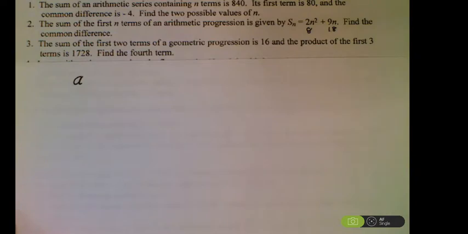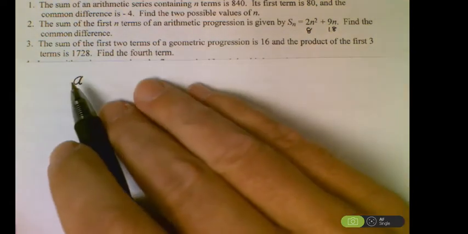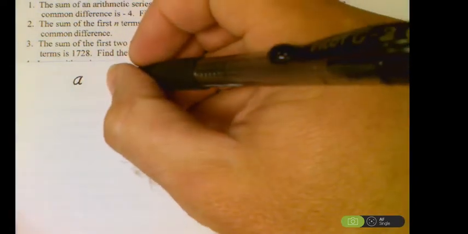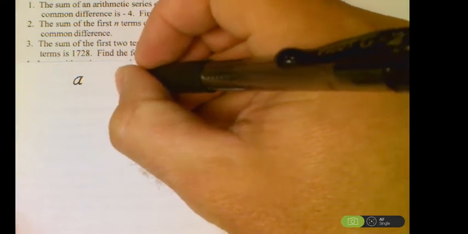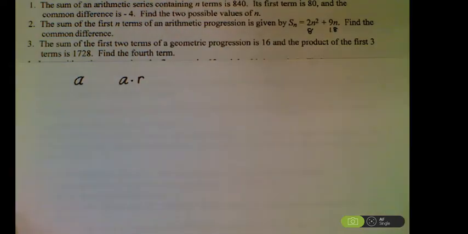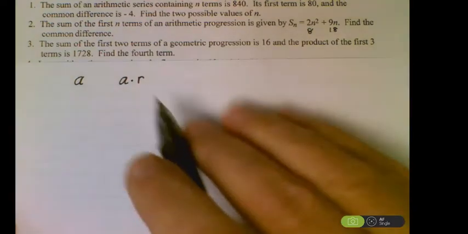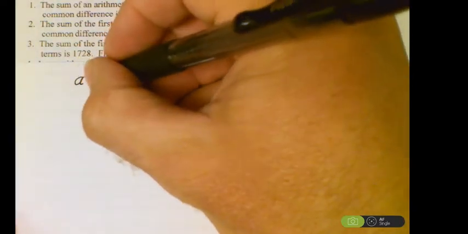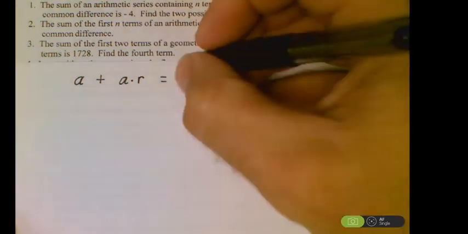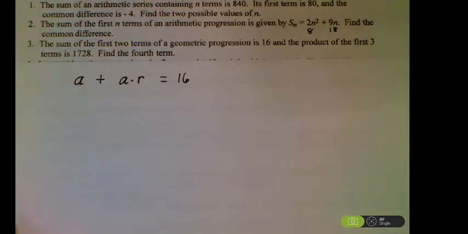So we'll just use an R for that. So if this is my first term, then if I were to do the first term times the common ratio, that would give me my second term. In this case, all we know is that the sum of those two terms is 16. So that's all the information we're given to start with on that.